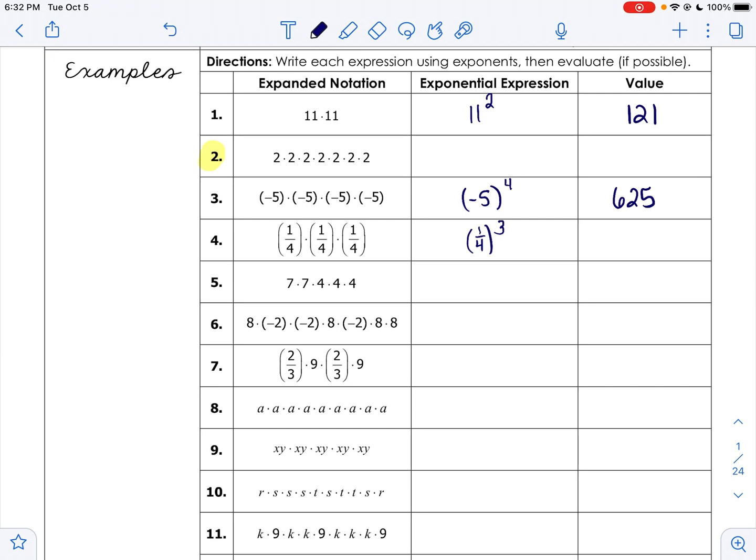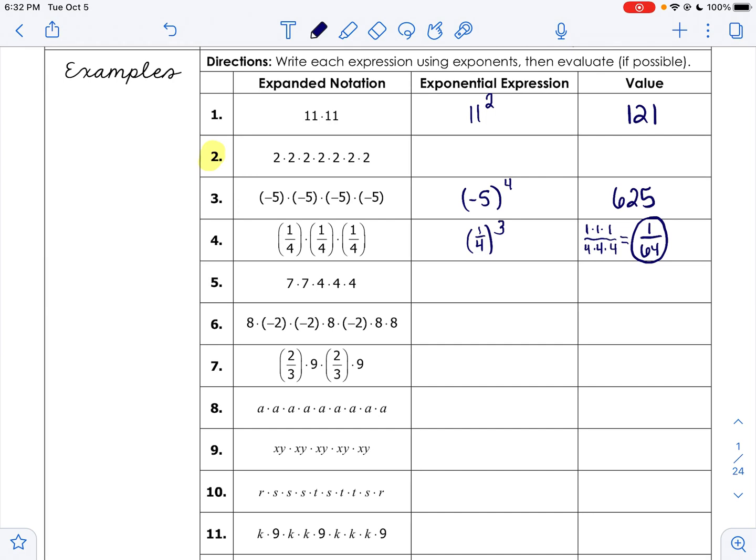We can also evaluate this. When we're evaluating it, we want to evaluate our numerator and then our denominator. So 1 times 1 times 1 over 4 times 4 times 4. 1 times 1 times 1 is 1. 4 times 4 is 16, and 16 times 4 is 64. So this expression evaluated is 1 over 64. So that third power goes to our numerator and our denominator.